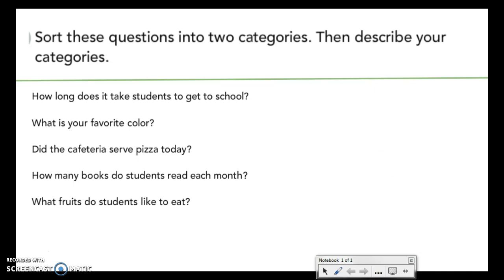All right, so you should have sorted these 5 questions into 2 different categories. If you didn't, shame on you, okay? We're all kind of trying to work here, all right?